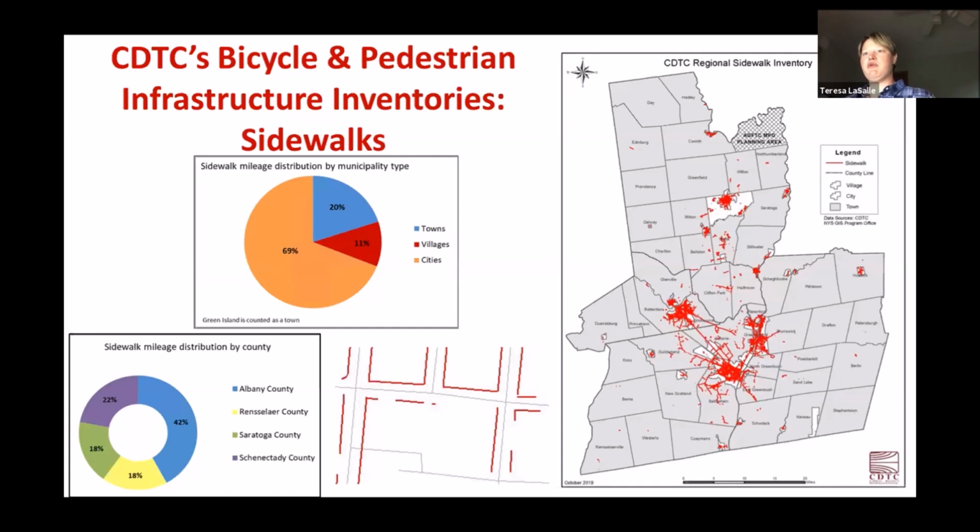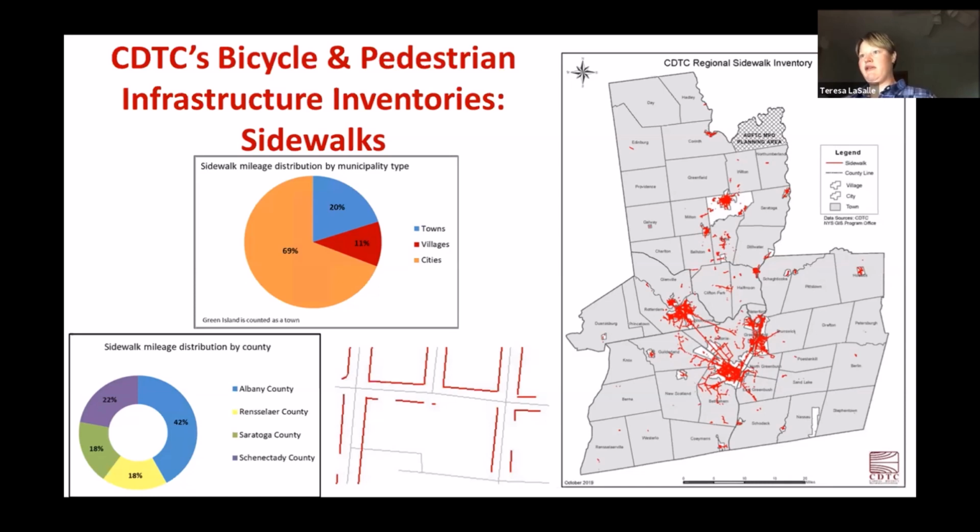And from that effort, we quickly learned that undertaking a regional inventory of both sidewalks and crosswalks would be very time consuming and require a lot of intern and staff effort. So at that point, we decided to just proceed with the sidewalks. So between 2015 and 2017, CDT staff and interns collected data in the field and via aerial imagery for the presence and location of sidewalks within all 78 of our municipalities.